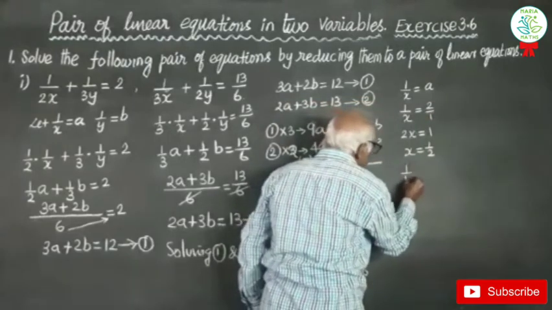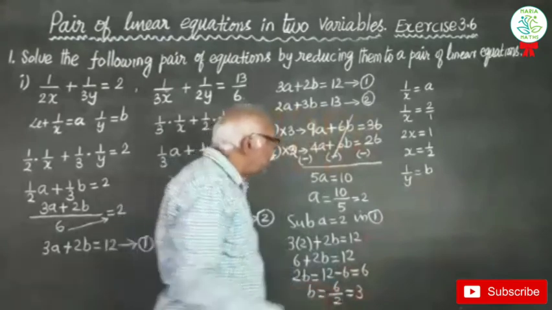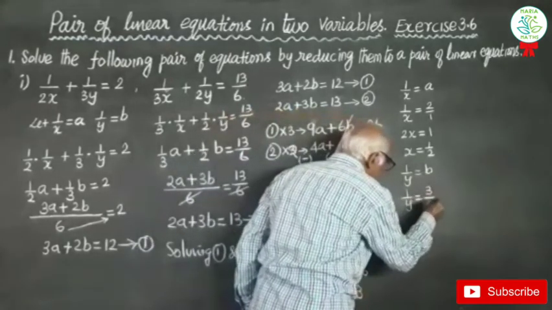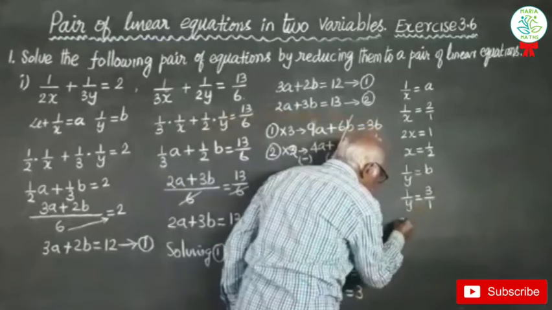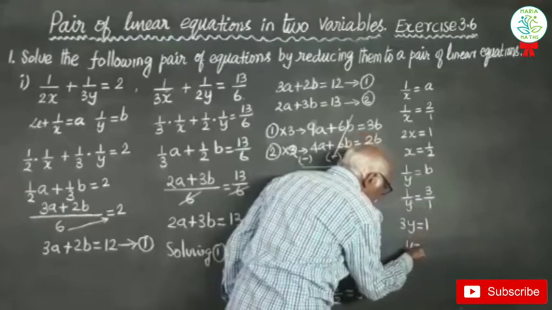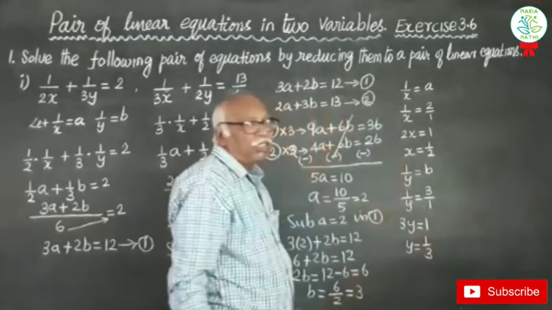Then 1 by y equal to b. b is 3. Therefore 1 by y equal to 3. 3 means 3 by 1. 3 into y, 3y, is equal to 1 into 1, which is 1. Therefore y is equal to 1 by 3. So x is equal to 1 by 2, y is equal to 1 by 3.